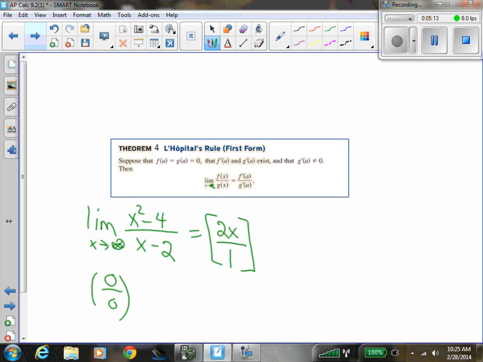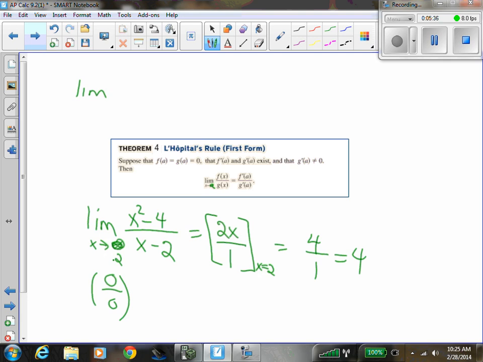I had x approaches infinity here. That's supposed to be x approaches 2 when I did the problem before. All right. So if x is approaching 2, we're going to just put in here x equal 2. And so we would get 2 times 2 is 4 over 1 is 4. All right. Now, let's go back and do this problem the way we used to do it and see if we get the same answer.